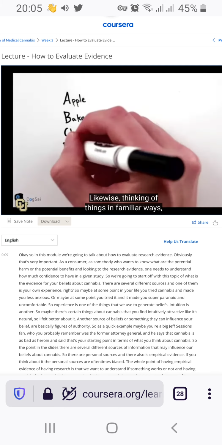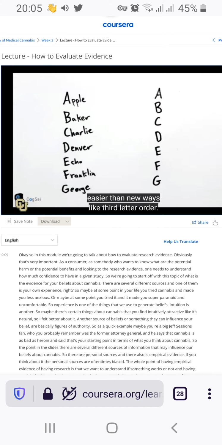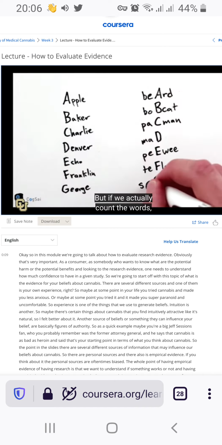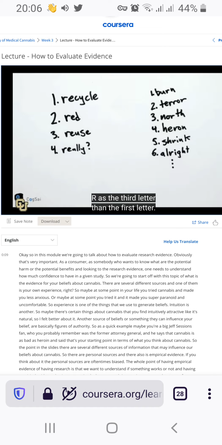Likewise, thinking of things in familiar ways, like alphabetical order, is a lot easier than new ways, like third letter order. But if we actually count the words, this intuition turns out to be wrong. More than twice as many words have R as the third letter than first letter.